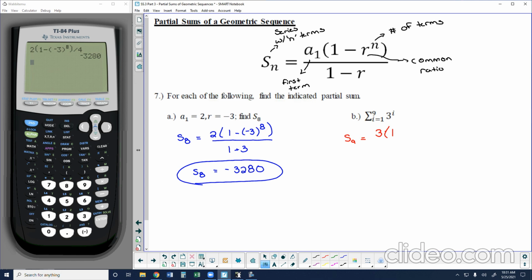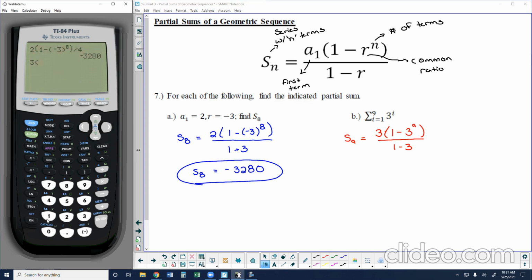Now, inside my parentheses, I'm going to have 1 minus the common ratio. If you can recognize that the common ratio is 3, excellent. You don't need to do any work. But if you're not certain of that, we could type the expression 3 to the x power into our calculator and look at the table. We would notice that each one of these terms is multiplied by 3, thus my common ratio would be 3. So in my equation, I'm going to have 3 to the 9th power, as n is again the number of terms, in this case 9. Then in the denominator of my fraction, I would now have 1 minus 3.